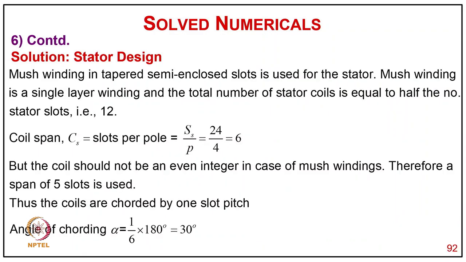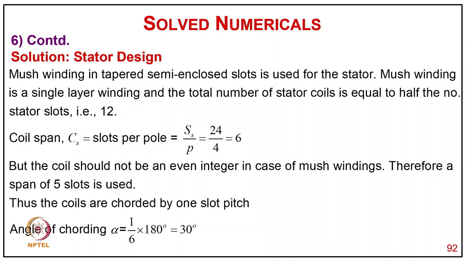So the mush winding is used, with tapered semi-closed slots in the stator. The mush winding is a single layer winding, and the total number of stator coils is equal to half of the stator slots, so that's 12. The coil span Yc is equal to slots per pole, so Ss upon P, that's 24 by 4, 6.